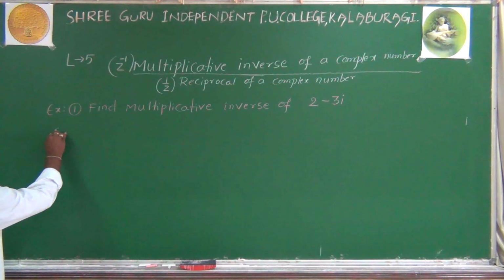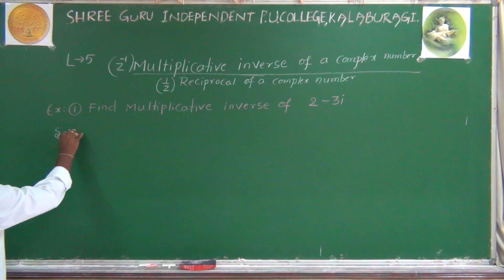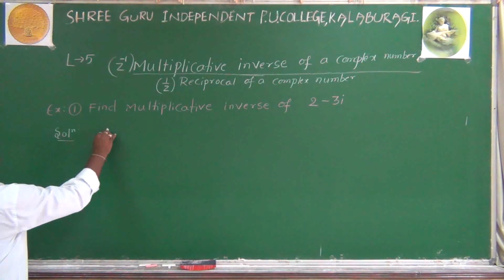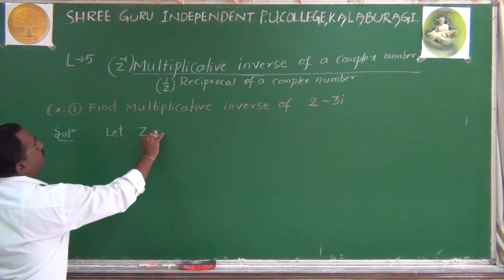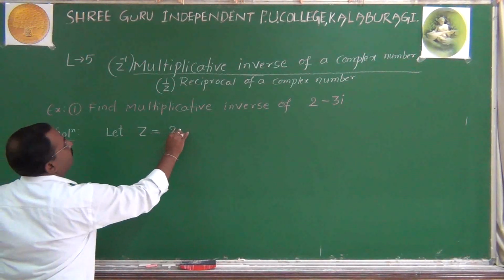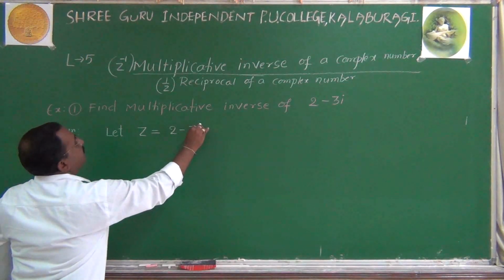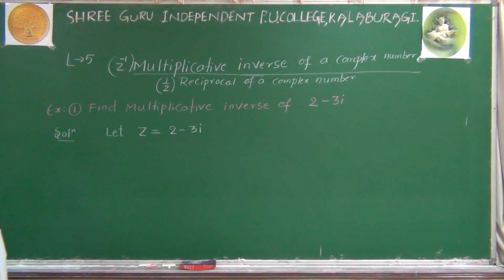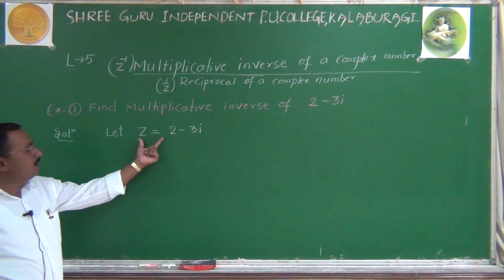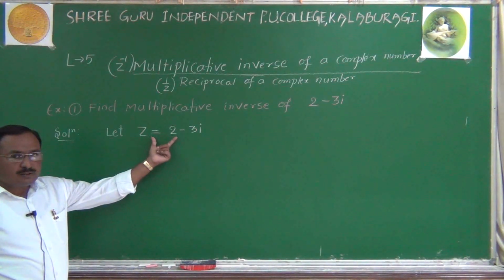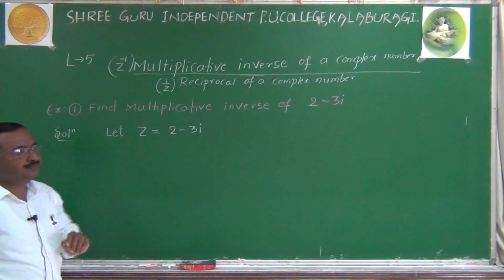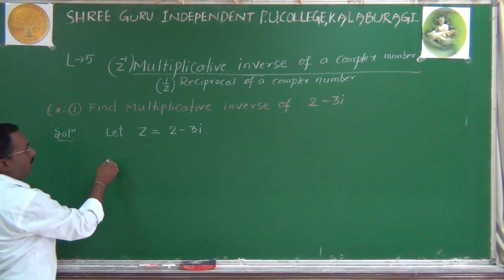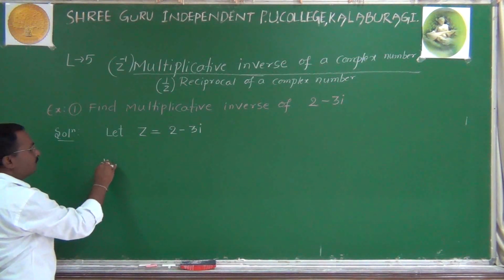Solution. Let Z is equal to 2 minus 3i. Find its multiplicative inverse in two methods. One is the formula, another one is direct. I will explain by using the formula method first.